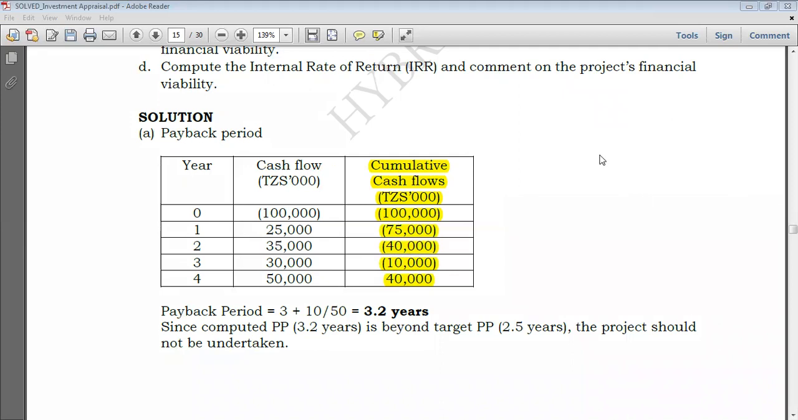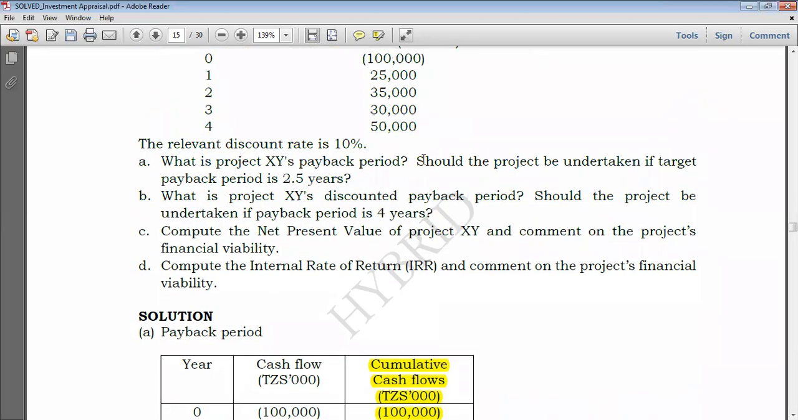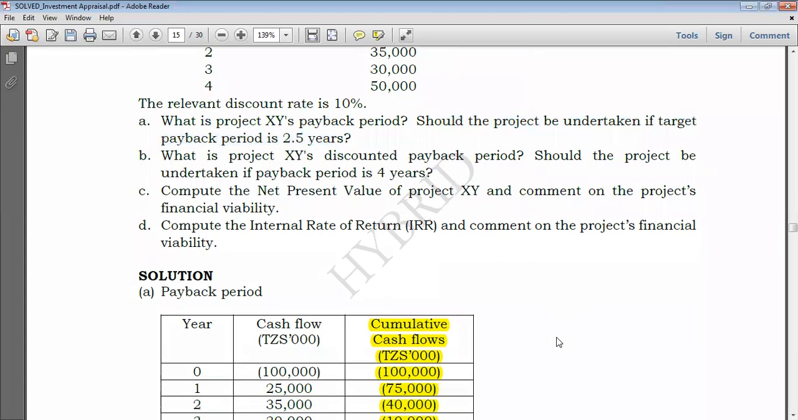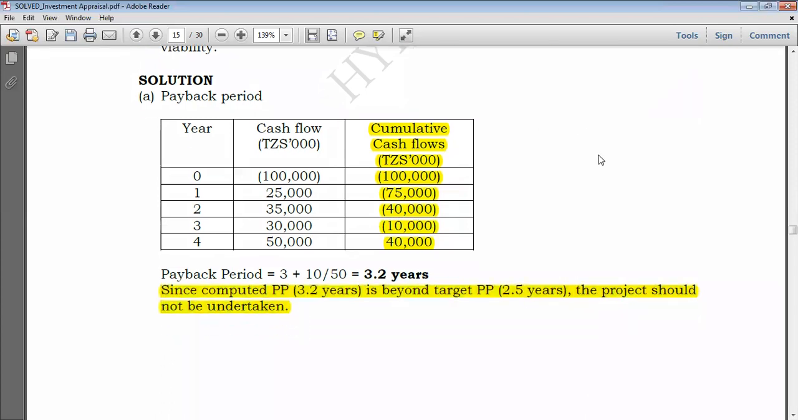So you can just proceed. Our question required us to do what? We are told: should the project be undertaken if the target payback period is 2.5 years? Now, we expected our project to pay itself in 2.5 years, but actually it paid itself in more than 2.5, which is 3.2. So we say, since the computed payback period is beyond the target payback period, the project should not be undertaken. So the investment is not worthwhile.